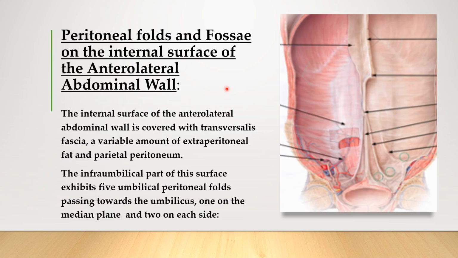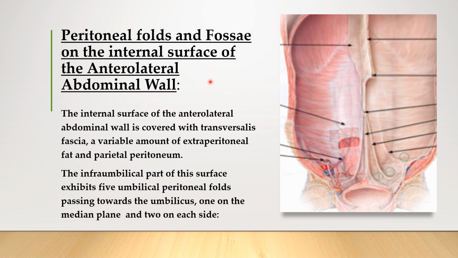So coming to the last part of today's lecture, that is the peritoneal folds and fossae on the internal surface of the anterolateral abdominal wall. You have studied the peritoneal reflections around the viscera, and the peritoneal ligaments, which connect the organs to each other or connect the organ to the abdominal wall. Similarly, we have several peritoneal folds and fossae on the internal surface of the anterolateral abdominal wall, also known as the posterior surface of the anterolateral abdominal wall.